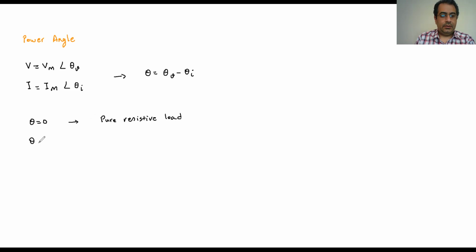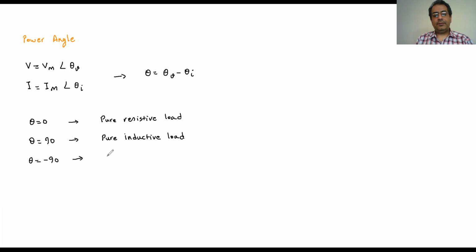If theta is 90 degrees, then we have a pure inductive load, meaning there's only an inductor in the system, nothing else. If theta is negative 90, it means we only have capacitance in the system, a capacitive load.